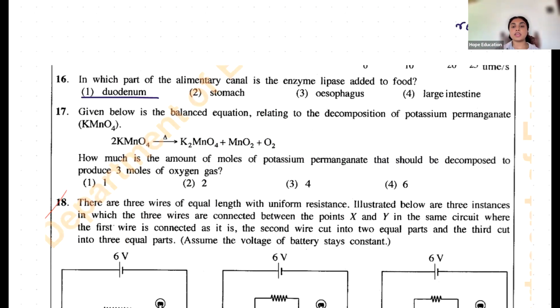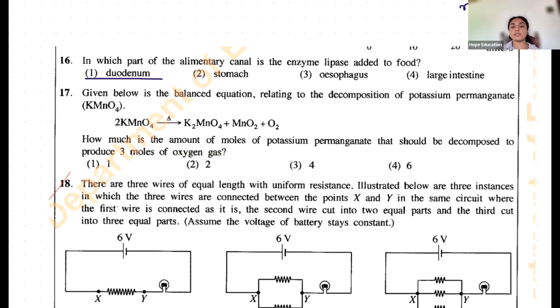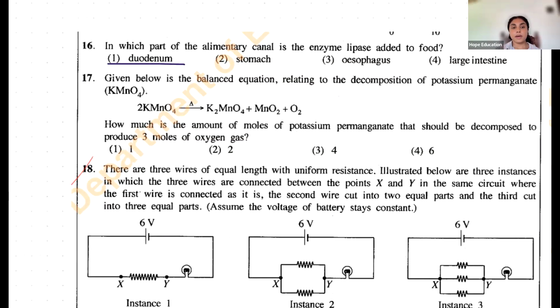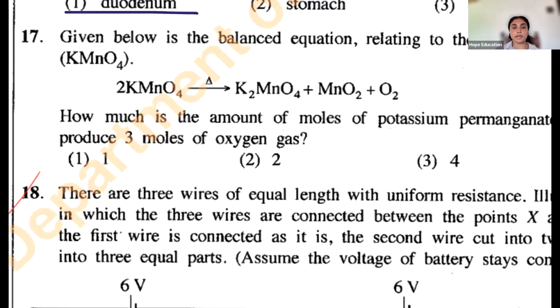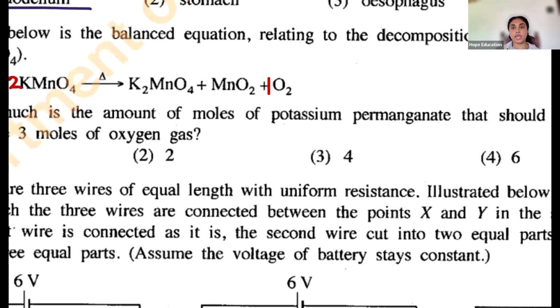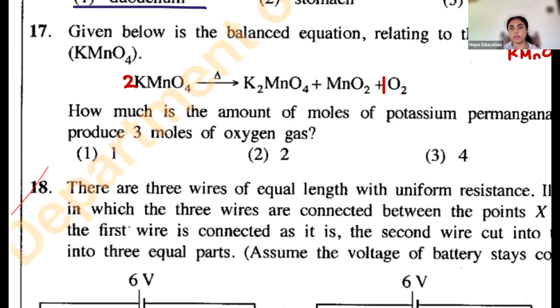Given below is the balanced equation relating to the decomposition of potassium permanganate. How much is the amount of moles of potassium permanganate that should be decomposed to produce 3 moles of oxygen? The number in front of potassium permanganate is 2. The number in front of oxygen is 1. So the ratio between KMnO4 and oxygen is that 2 KMnO4 produce 1 oxygen.